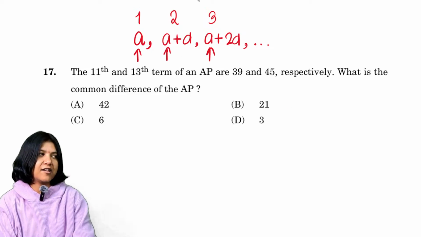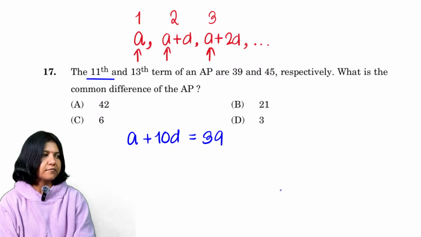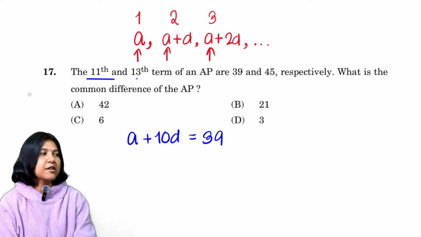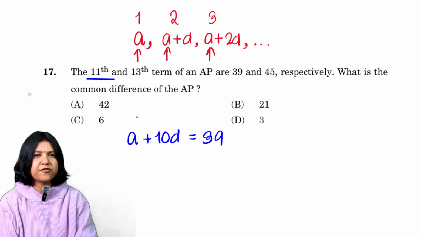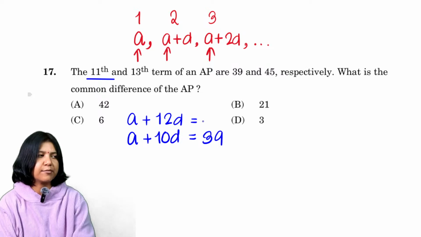So let me go ahead and write down, instead of the 11th term, what can I write? To reach the 11th term, I'll take the first term and add the difference 10 times. That is equal to 39. The second expression tells me that to reach the 13th term, I'll take the first term and add the difference 12 times. I'll write it at the top so that I can subtract them easily. I have to add the difference 12 times, one less than the position I'm going to. I'm writing it at the top because I want to subtract.